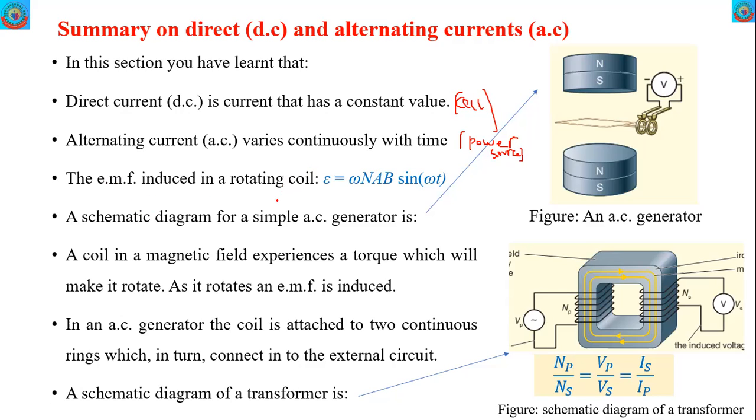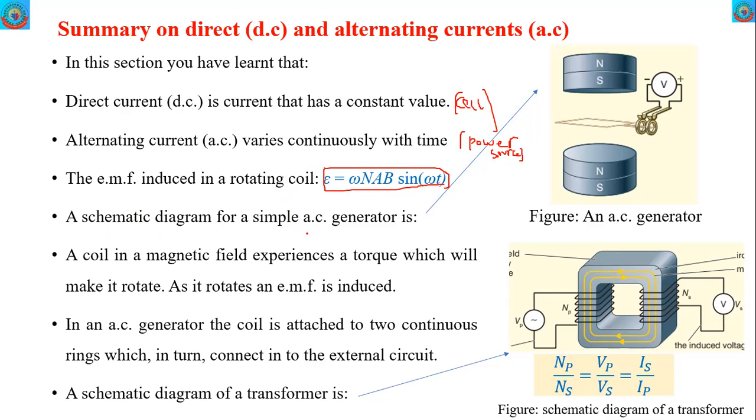The e.m.f induced in the rotating coil is given by this formula, where omega is the angular velocity of the rotating coil, n is the number of turns, and it is N A B sine omega t. It is not cos. Look, here it is sine. Okay. This is after derivation.